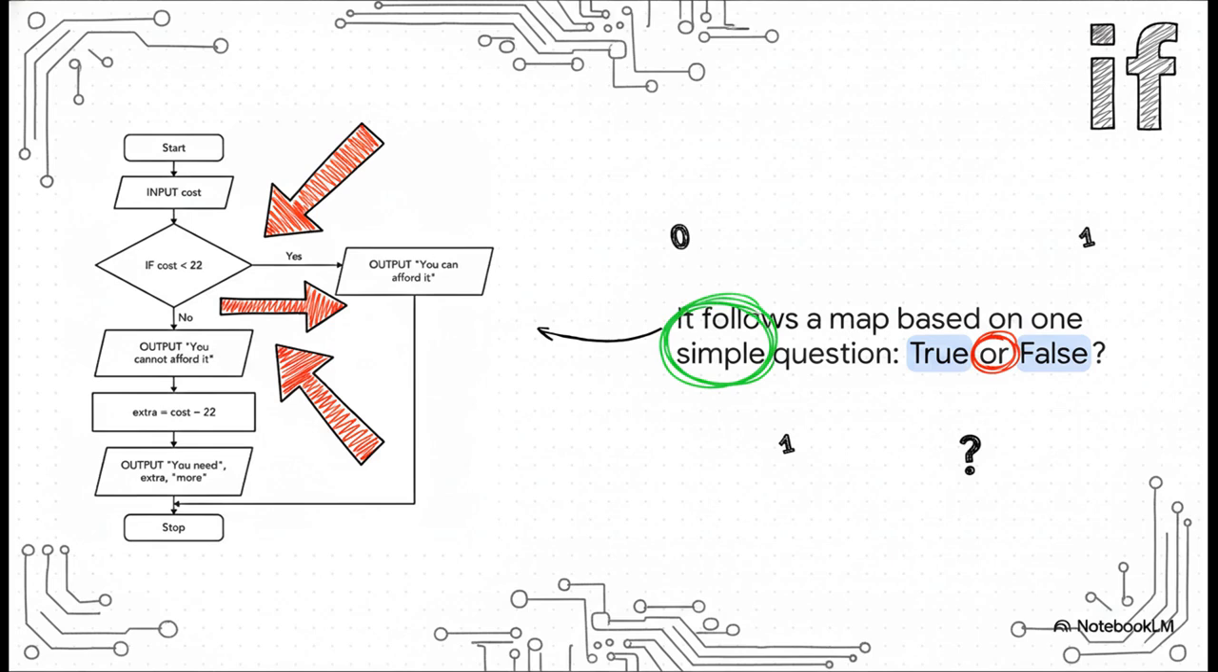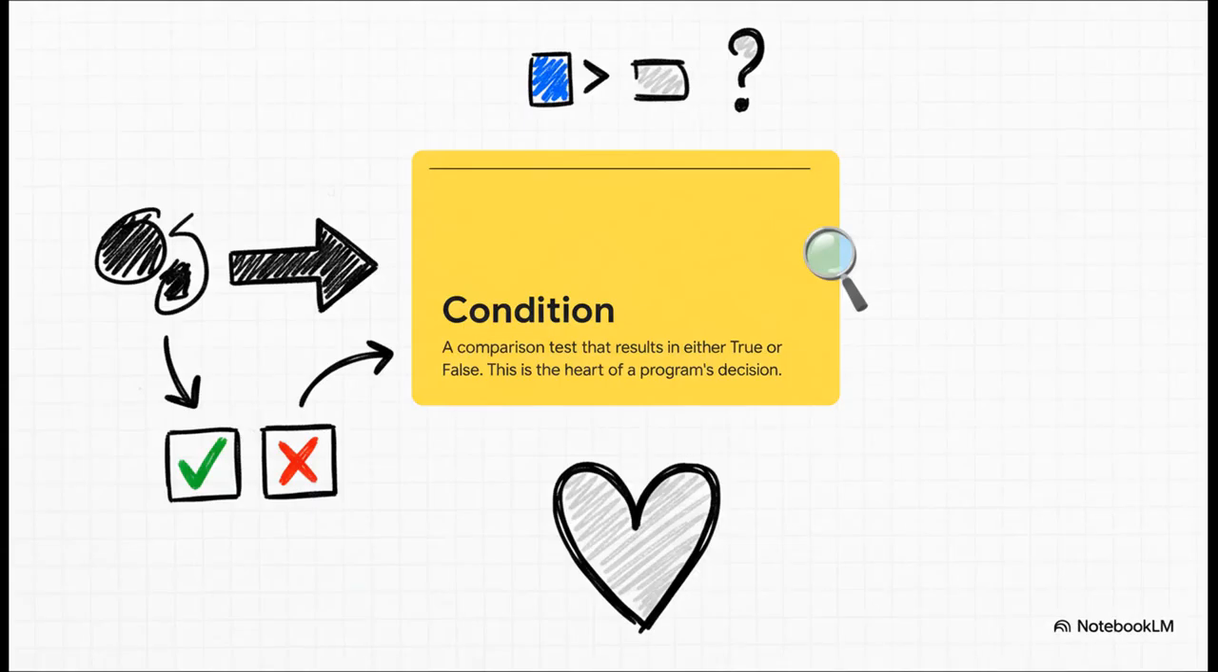And at every single fork in the road, the code asks itself a super simple question that only has two possible answers. Is this true or is it false? That's it. Every single complex decision boils down to that one little choice. And this little test, this question, it has a name. We call it a condition.